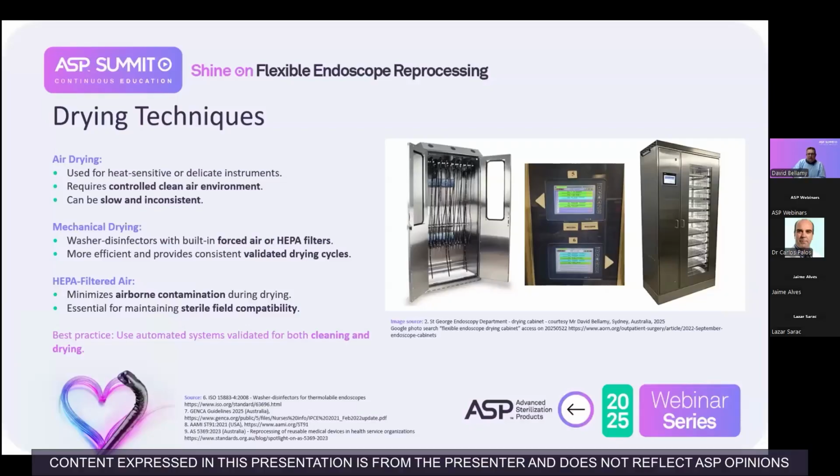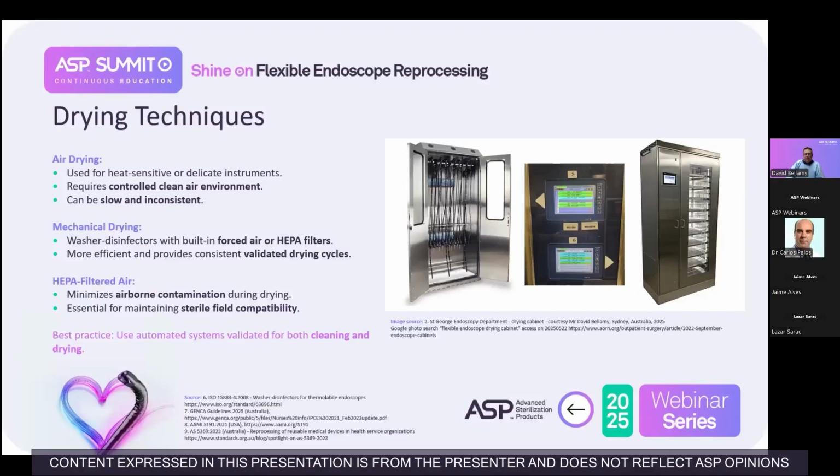Again, one of the new emerging elements gaining more attention is HEPA filtered air during the drying cycle. Both ISO 15883 and ST91 highlight the importance of using clean filtered air, especially when drying the internal channels. And of course, this not only improves the efficacy of drying, but also helps minimize airborne contaminants. GENSA recommends HEPA filtered drying cabinets that are also compliant with ISO 16442, which we talked about.